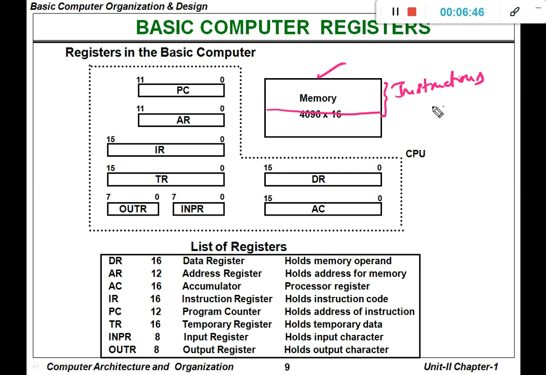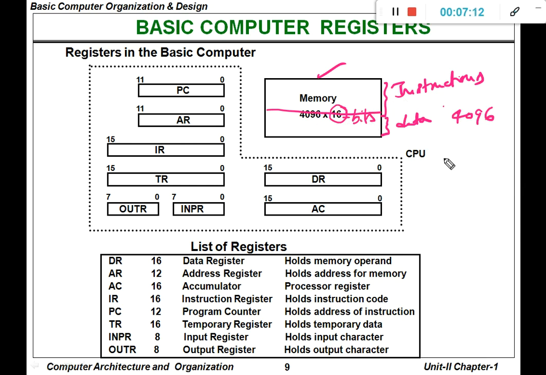It contains both the instructions as well as data. So to store this data in processor registers, what is the size of the data or instruction? 16 bits. So in the memory, how many total 16-bit words are there? In this particular memory, 4096 16-bit words of memory are there.